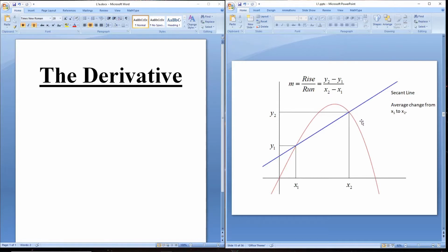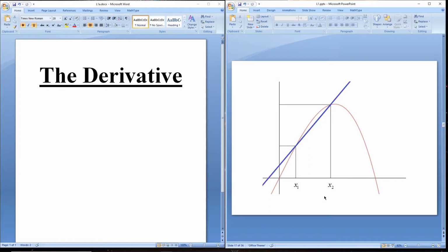And how are we going to do that? Well, we're going to start with our rise over run. And that's the blue line again. In general, this line is called the secant line. And what we're going to do is we're going to take this x2 and move it closer and closer and closer to x1.